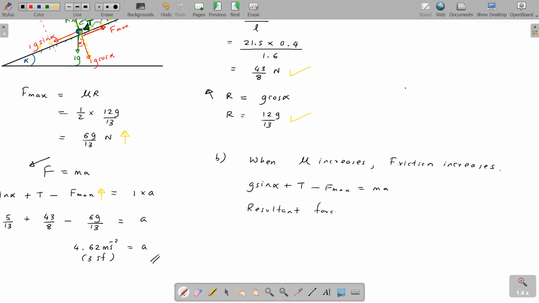Resultant force down the plane decreases, which results in what? Therefore, acceleration a will decrease. Okay, because when the friction increases, its value as a whole will decrease because F max is negative. You don't need to write all of this, but at least you have to write this: resultant force down the plane decreases.